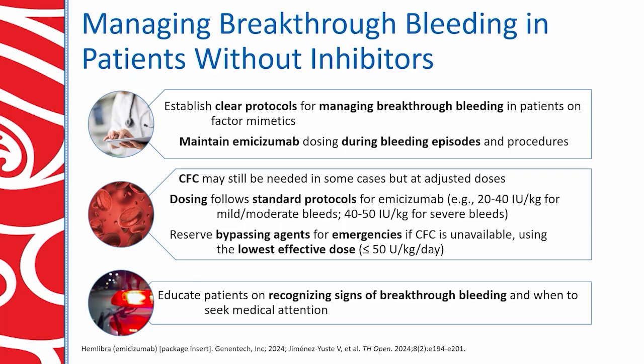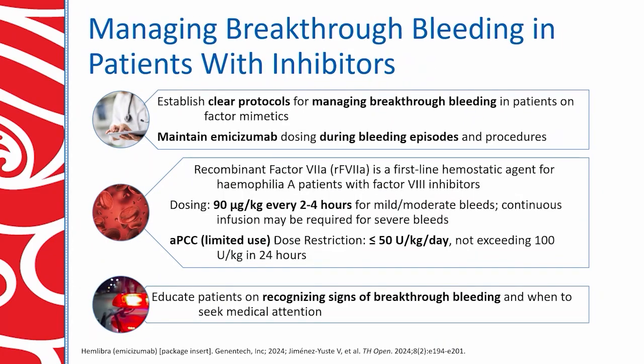Instead, in patients without inhibitors, you treat with coagulation factor concentrates. Usually for severe bleeds, you use the same dose that we usually use. For moderate bleeds, maybe a reduced dose. What is also very important is recognizing signs of breakthrough bleeding. This is something we have to discuss with patients, so they learn and understand early signs of bleeding and also when to seek medical intervention.